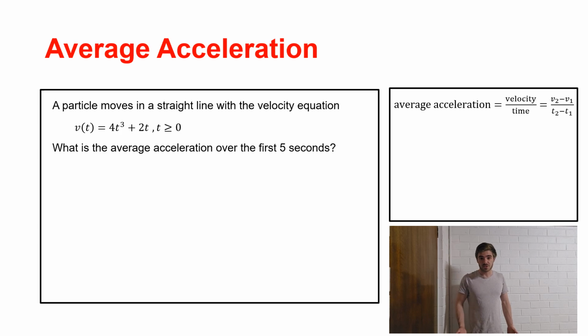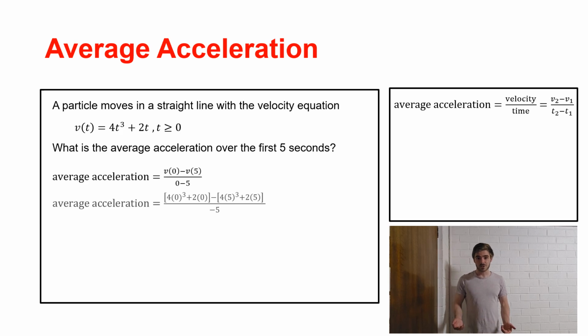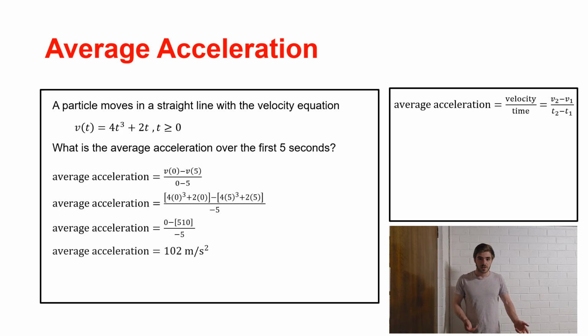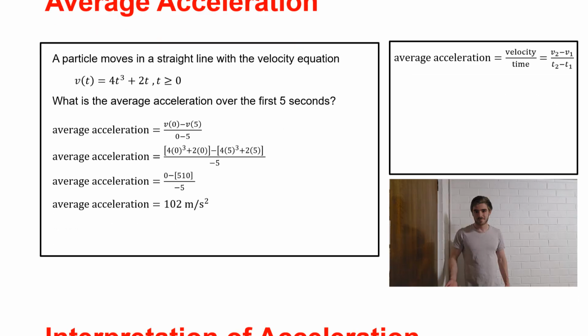Nothing fancy here, we're just going to figure out what our interval is and then plug it into our equation. In this case, we want to find the acceleration over the first 5 seconds, which means from 0 to 5. So we're just going to sub in the upper and lower bound into our function and then just simplify the results. And that's going to give us an acceleration of 102 meters per second squared.